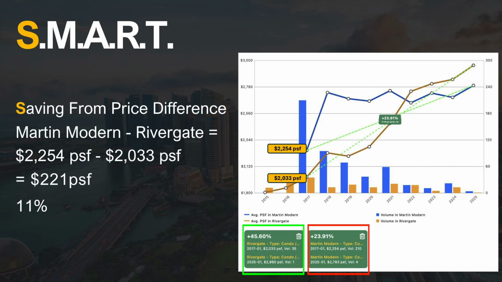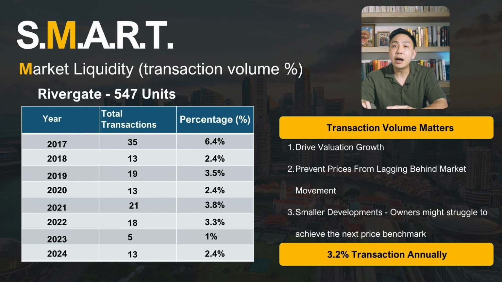So from the first factor, savings from price difference, our price difference is slightly lower than the past 2 examples because today we are comparing a freehold versus a leasehold property. So that premium is only 11% for a newer property. But in terms of growth, Rivergate has actually appreciated close to double of Martin Modern, 45% compared to 23%. Okay? And for market liquidity, 547 units, transaction volume has been relatively healthy, around 3.2% per annum.